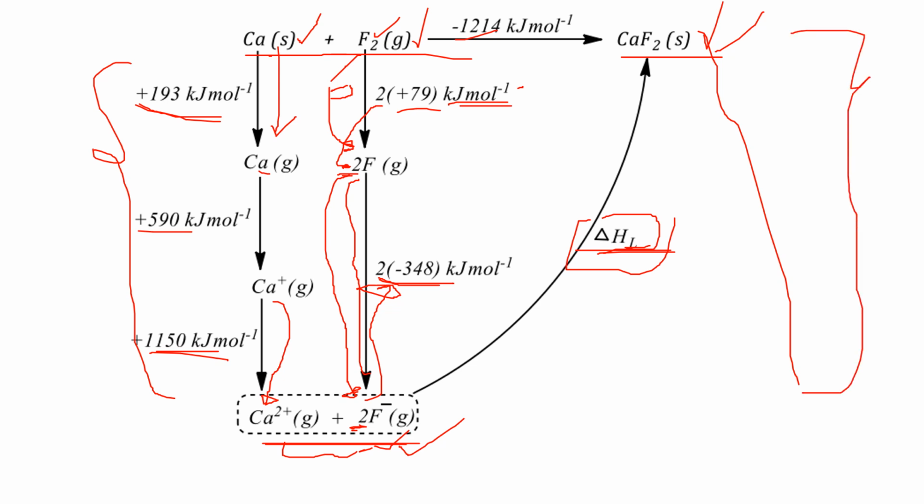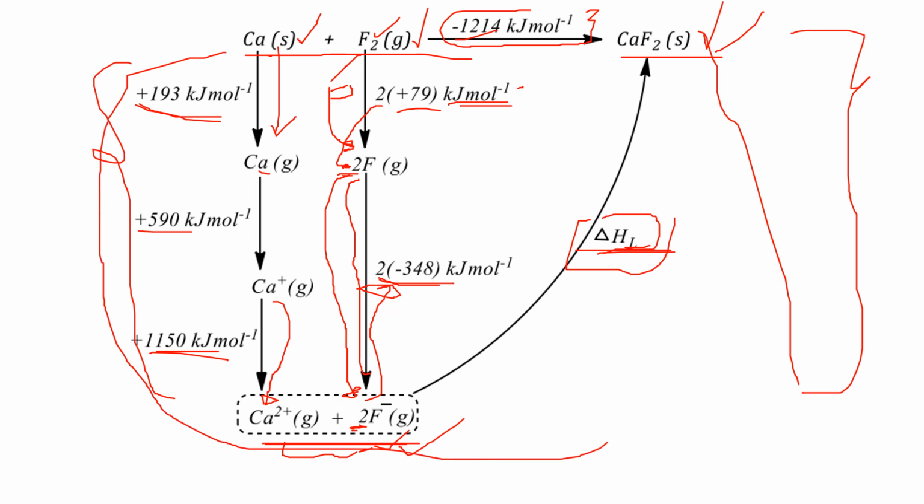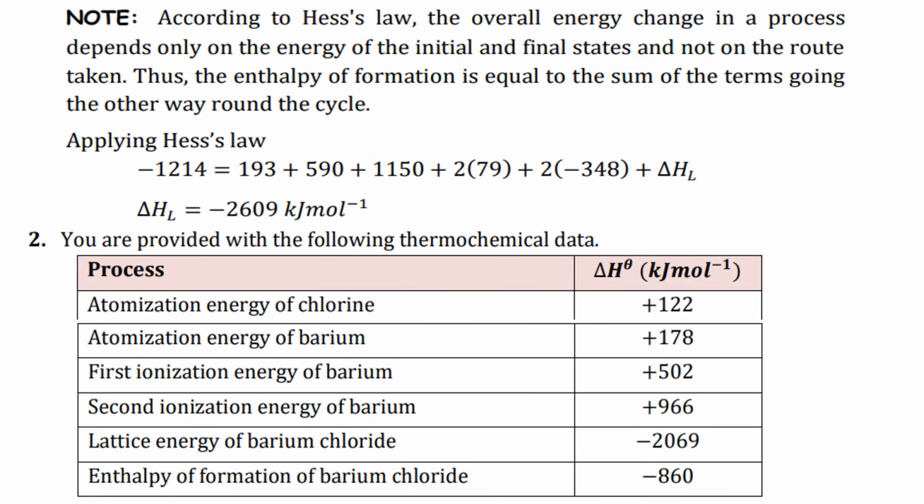Now remember that Hess's law says that the enthalpy change for this overall reaction, which was up here, is going to be equal to the summation of all the energies that are involved in the different steps. So you're going to be using Hess's law in mastery of this concept. According to Hess's law, the overall energy change in the process depends only on the energy of the initial and the final states, and not on the routes that are taken. Thus, the enthalpy of formation of calcium fluoride is equal to the summation of all the energy terms in the various steps, just like I earlier explained.